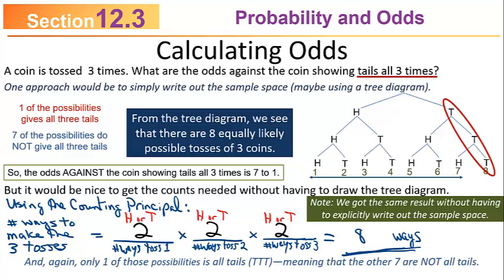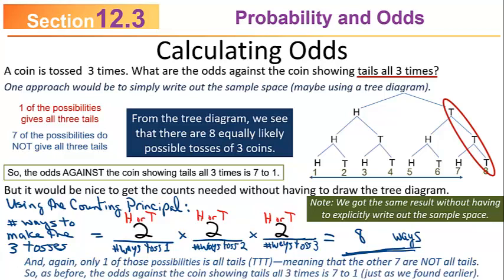And again, just as I did it earlier, only one of those possibilities is tail, tail, tail. The other 7 aren't, so you get the same result, that the odds against having all 3 tails is 7 to 1.